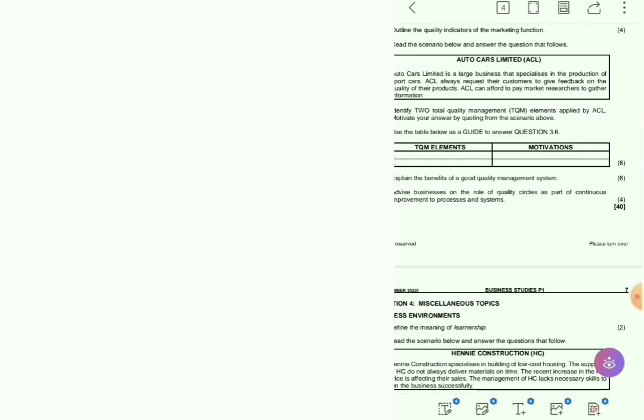Advise businesses on the role of quality cycles as part of the continuous improvement of processes and systems. This one appears the most. I remember quite well that when I was writing my matric paper in the past, I definitely saw this question. By the way, I was doing matric in 2021, in case you didn't know, guys. It did appear. This one I remember very well. So let's get back to it.